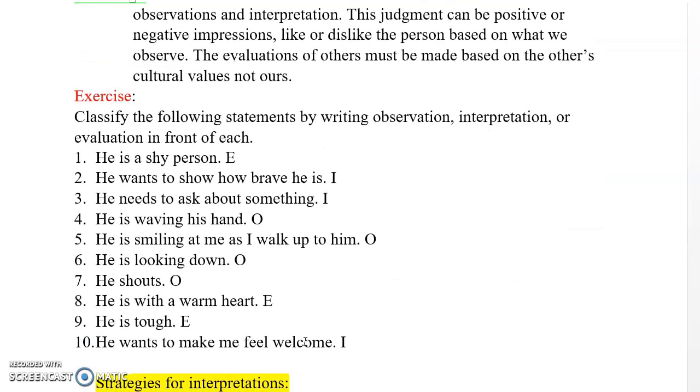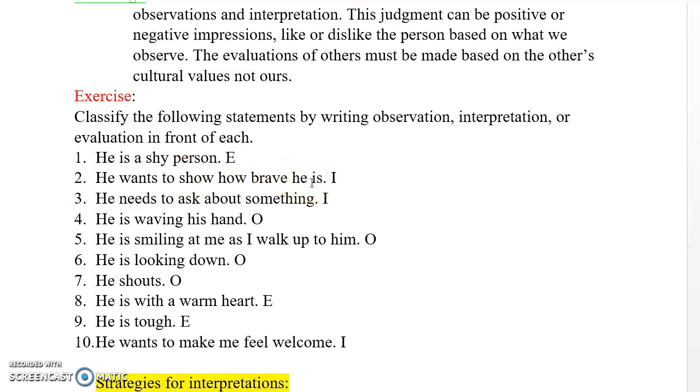So we have this exercise. We have to classify these situations into observation, interpretation, or evaluation. If it is observation, I put O in front of the statement. If the statement is an interpretation, I put I. And if the statement is an evaluation, I put E. Okay. He is a shy person. This is actually an evaluation. I notice that he is acting in a specific way, so the evaluation that I make about that person is that he is a shy person. So this is evaluation.